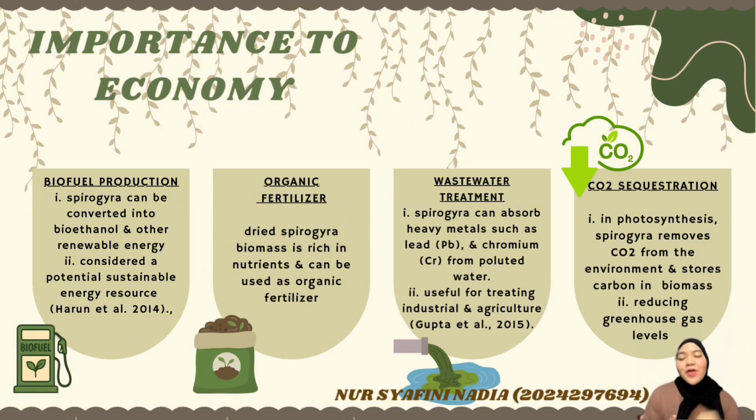And last, we have carbon dioxide sequestration. During photosynthesis, Spirogyra aggressively removes carbon dioxide from the atmosphere and stores the carbon securely within its biomass. By locking away carbon, large-scale cultivation of Spirogyra could actively assist in reducing greenhouse gas levels and combating climate change.